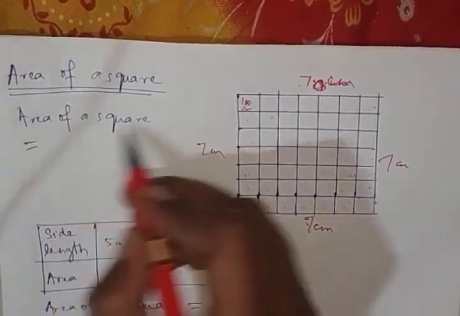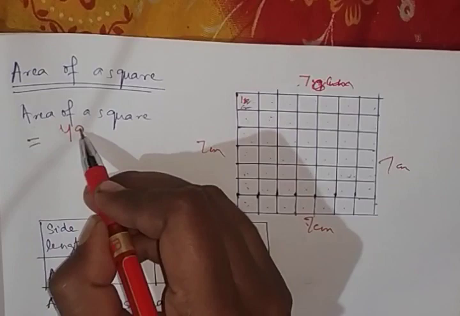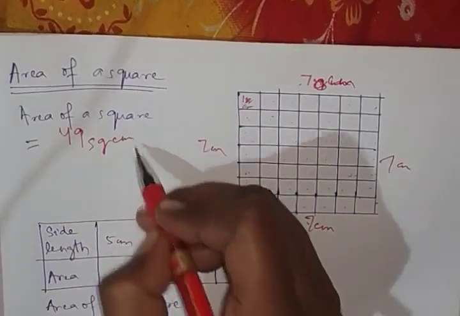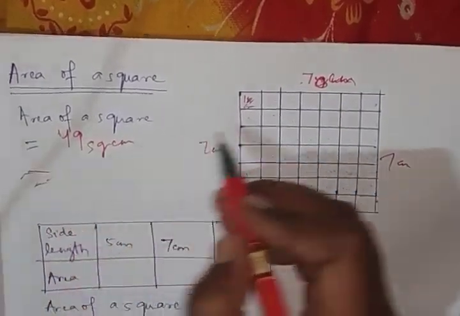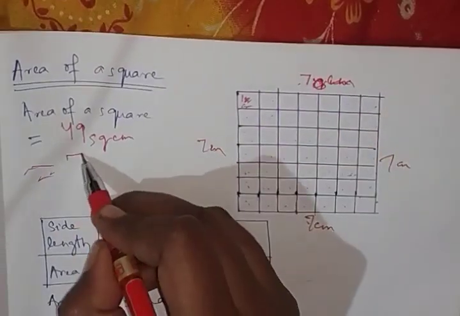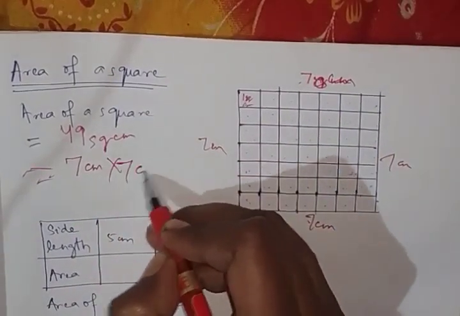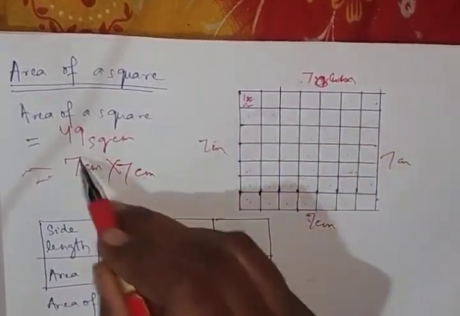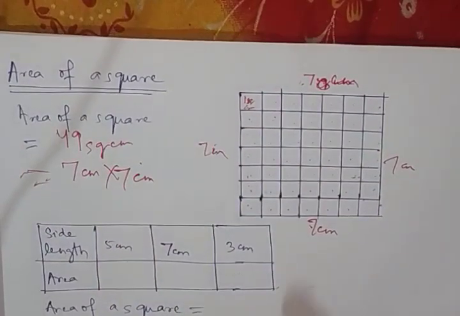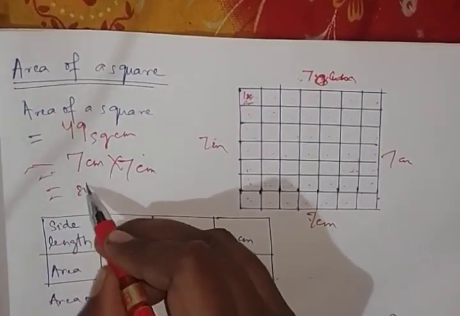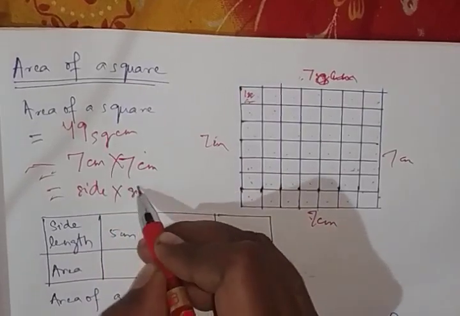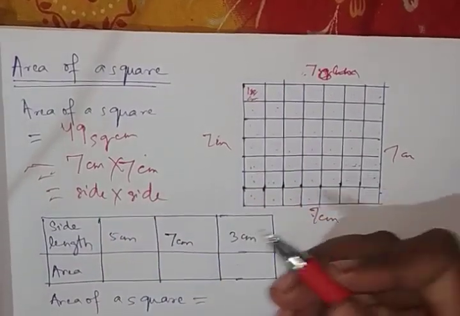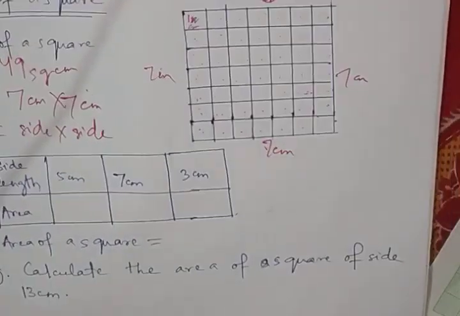So how much? Area of square, how much did we get? 49 square centimeter. So 49 square centimeter, you can write it as 7 centimeter into 7 centimeter, because 7 into 7 is 49 square centimeter. So area of square is how much? Side into side.